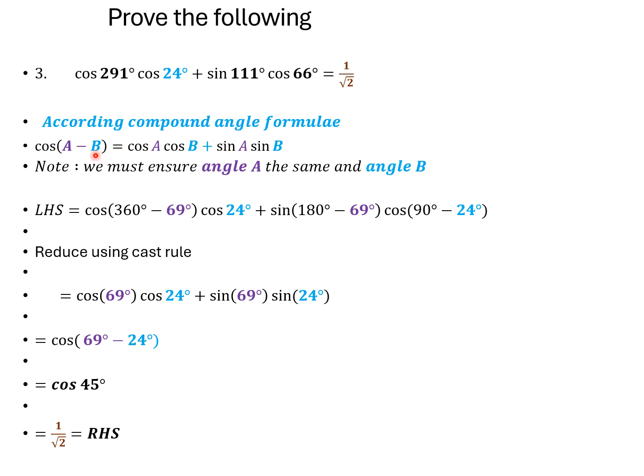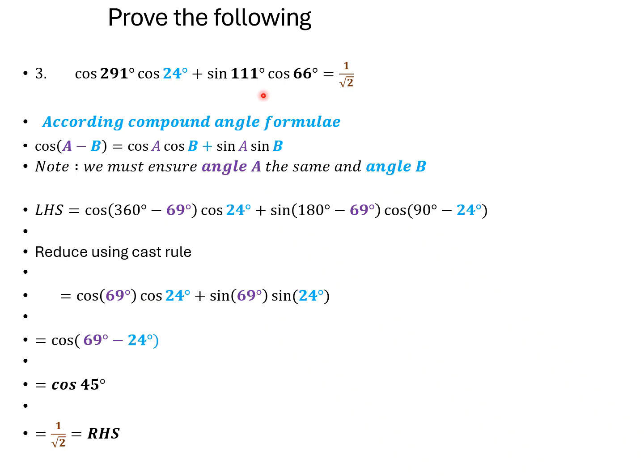It says cos(A minus B) equals cos A cos B plus sine A sine B. Right? So 291 falls in the fourth quadrant, between 270 and 360. So if I reduce, that becomes 360 minus 69 degrees. Right, I'm not changing cos 24.